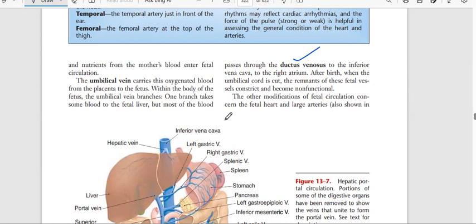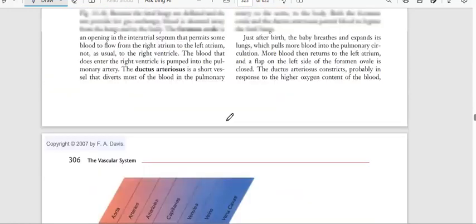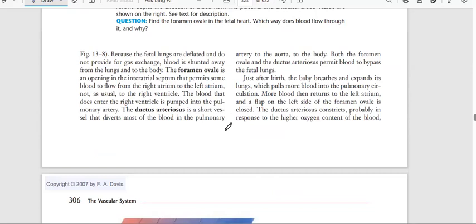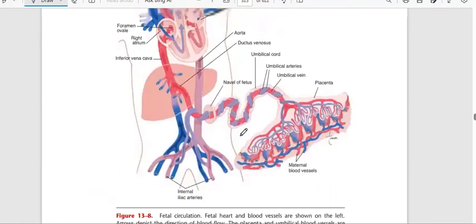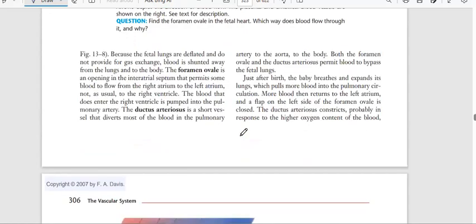The other modification of fetal circulation concerns the fetal heart and large arteries, because the fetal lungs are deflated and do not provide for gas exchange. Blood is shunted away from the lungs and to the body. The foramen ovale is an opening. Basically, all those things happen after the birth, and we will discuss them in detail in the gynec or obstetric section.